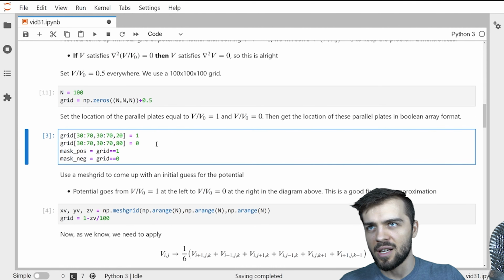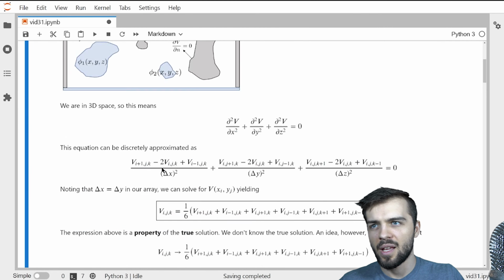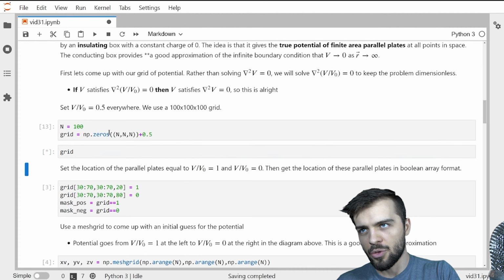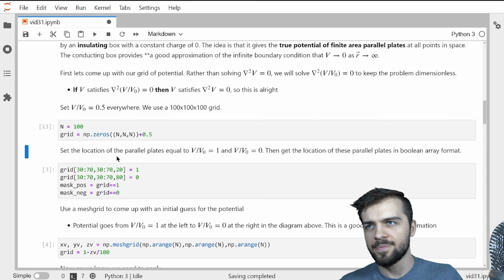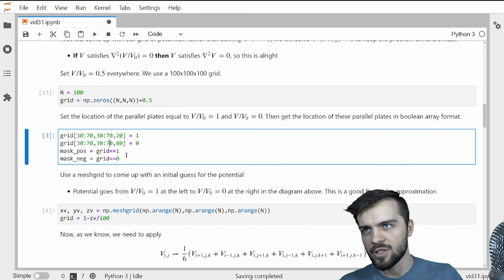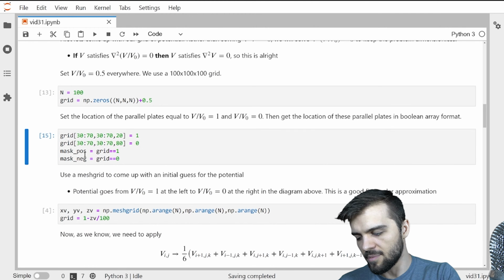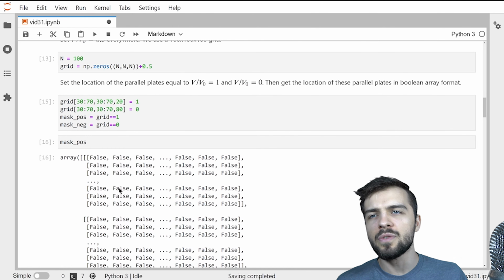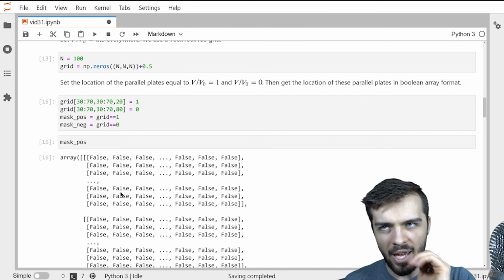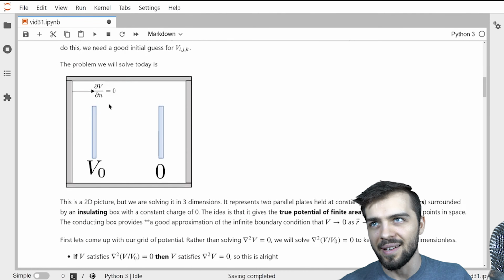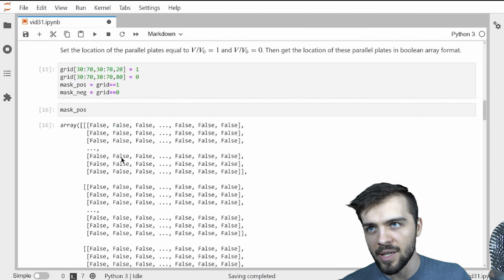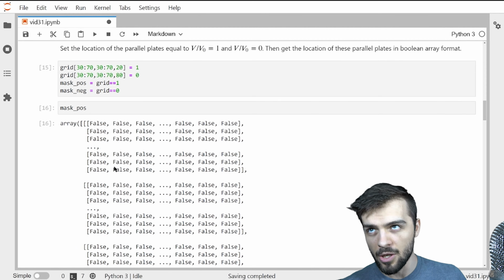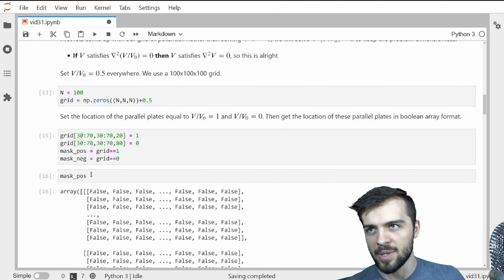So if I run all my cells here, I'll show you what I'm doing. So I have my grid. It's just a 3D array of all 0.5s right now. And I set the certain locations equal to 1 and 0, and then I get my positive and negative mask. And so my mask positive will be a bunch of trues and falses. It's mostly false, but it's true at the location for positive at this location here. So it's a 3D grid as well, and there will be true all at the location of that positive potential grid. Same thing with my negative potential grid.